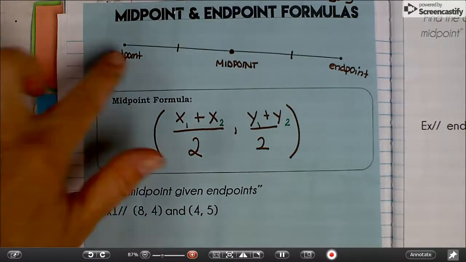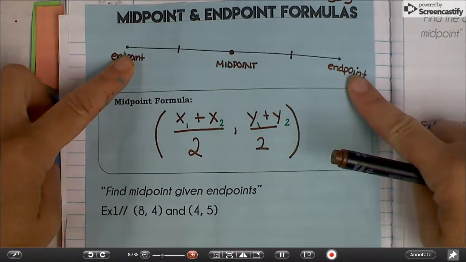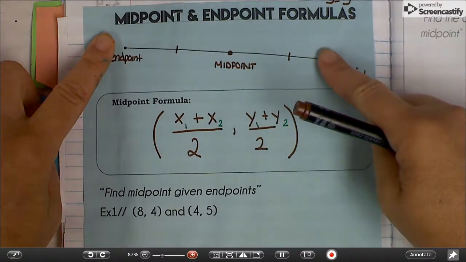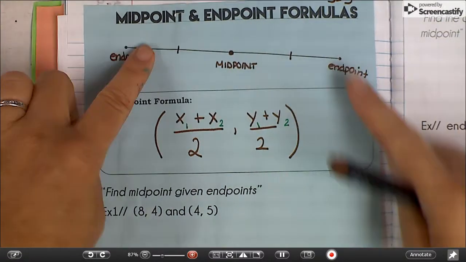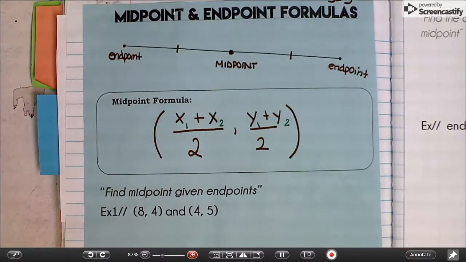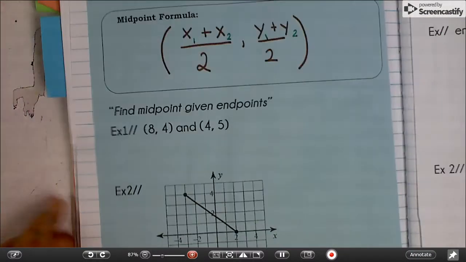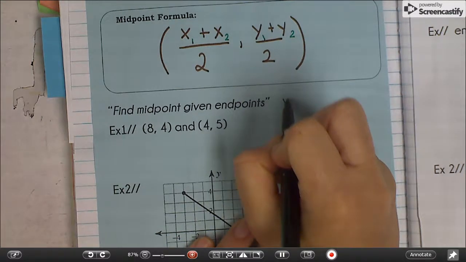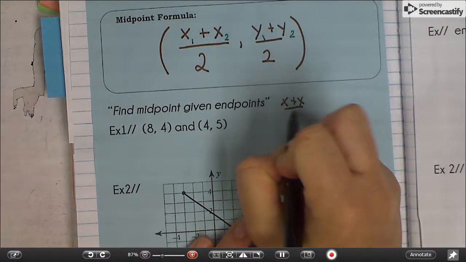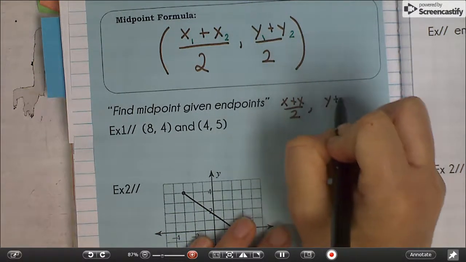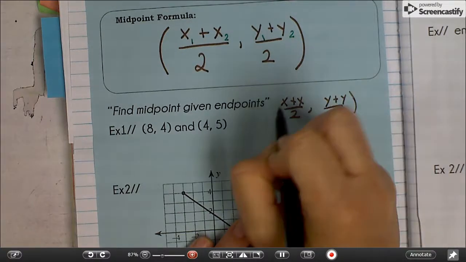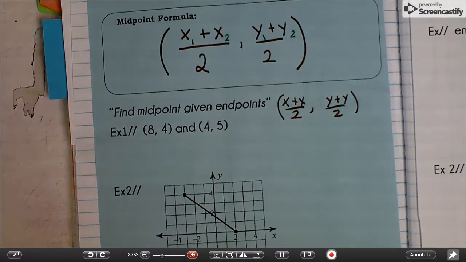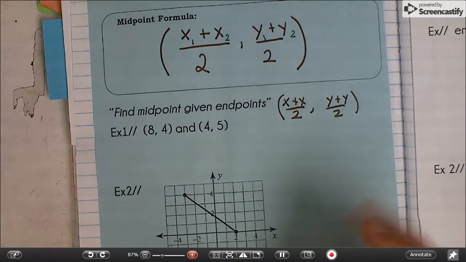All it means is this is endpoint 1, this is endpoint 2, x from this plus x from that divided by 2, y from this plus y from that divided by 2. All right, so let's use it. To find the midpoint of these endpoints, we're going to use the formula x plus x over 2, comma y plus y over 2. I would recommend writing down the formula every single time until you are fantastic at it and you don't need to anymore.